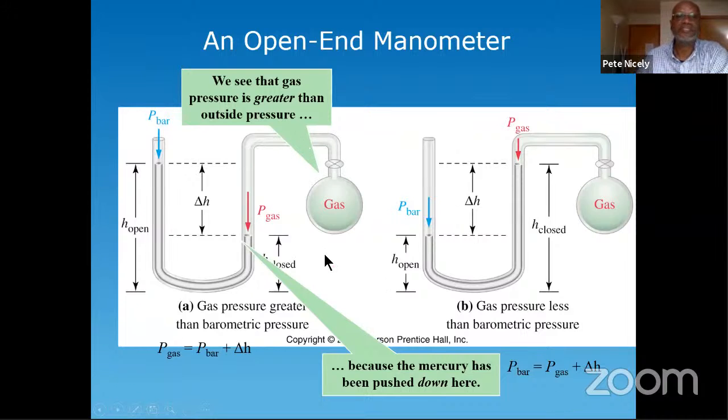So let's proceed to a discussion of the open-end manometer. As the name suggests, one end here is open to the atmosphere.